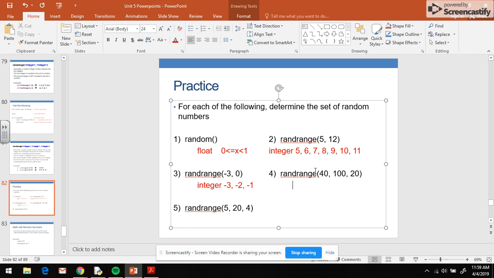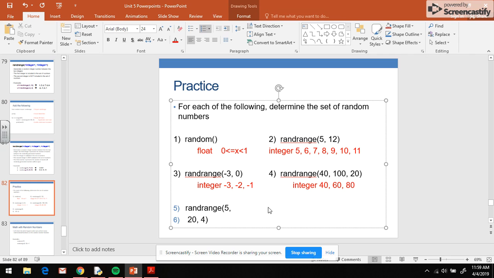Here we have rand range with three numbers, so we know that we start at 40, so it's going to be an integer that starts at 40, and then they're going to be 20 apart until we either hit 100 or go over 100. So here 20, the next one would be 60, the next one would be 80, and the next one will be 100, but we don't include 100 in our set, so we know that this instruction would produce a random number that is an integer that is either 40, 60, or 80.